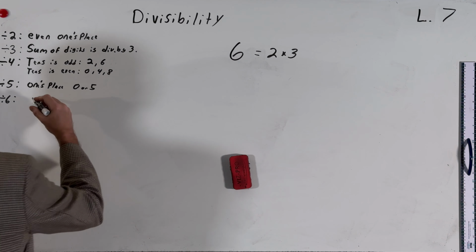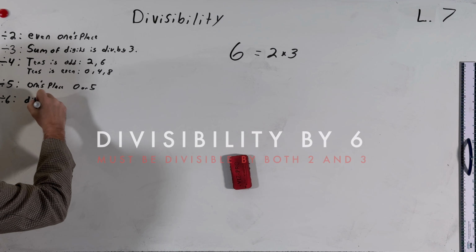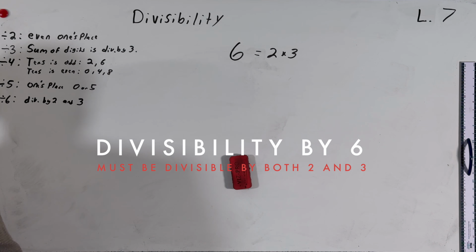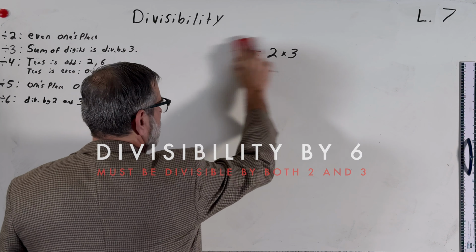But first let me summarize divisibility by 6: divisible by 2 and 3, because 6 is made of the primes 2 and 3.